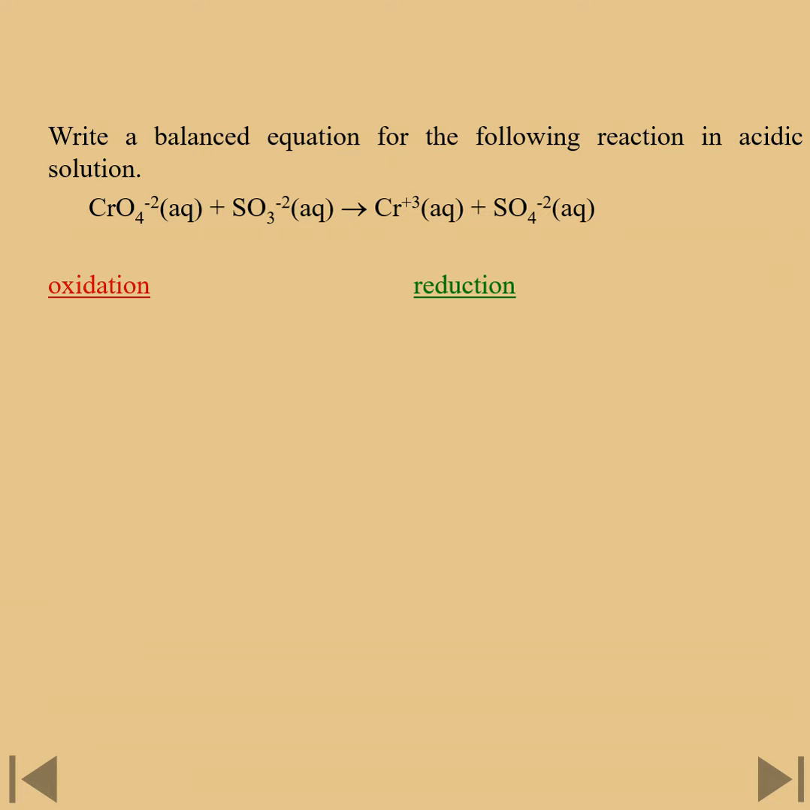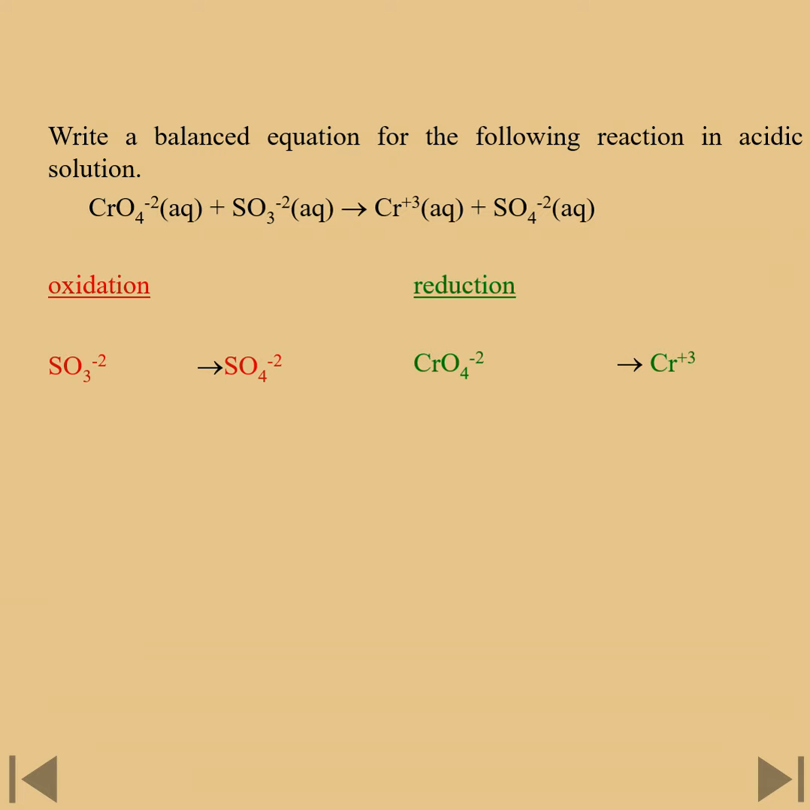Over on the right, the chromium's plus 3. There's its oxidation number, so write plus 3 with the chromium. And what about the sulfur? What minus 8 is negative 2? And that would be positive 6. Okay, so sulfur went from plus 4 to plus 6, so it's undergoing oxidation. The chromium went from plus 6 to plus 3, so it's undergoing reduction.